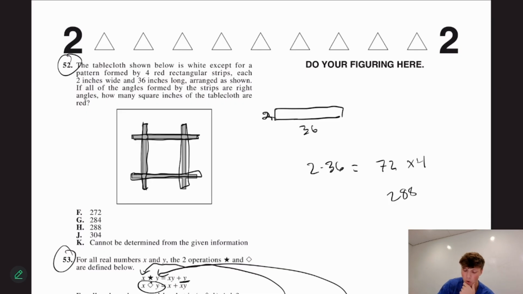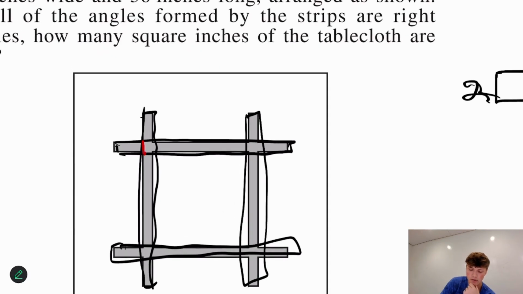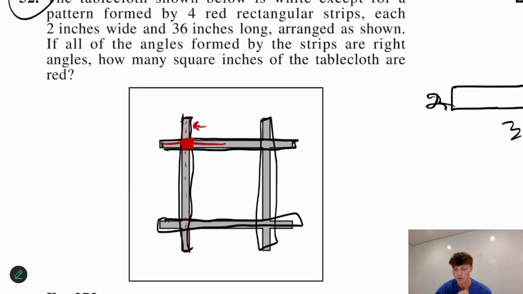However, there's some overlap here. Say this one's on bottom and this one's on top. The one on top is covering up the one on bottom's area. So that part of the tablecloth, that part of the undercover red strip is actually covered up and shouldn't be included.